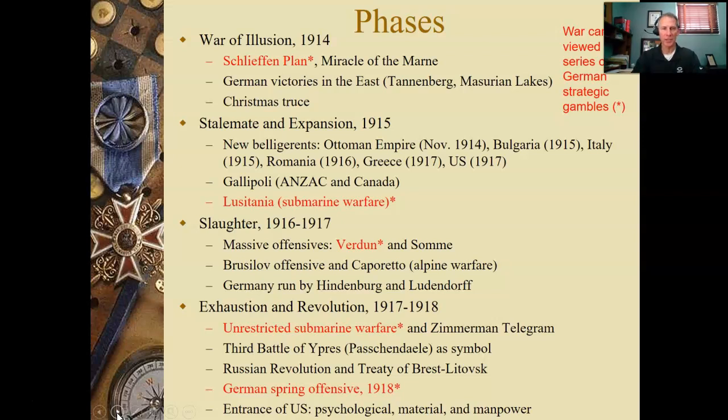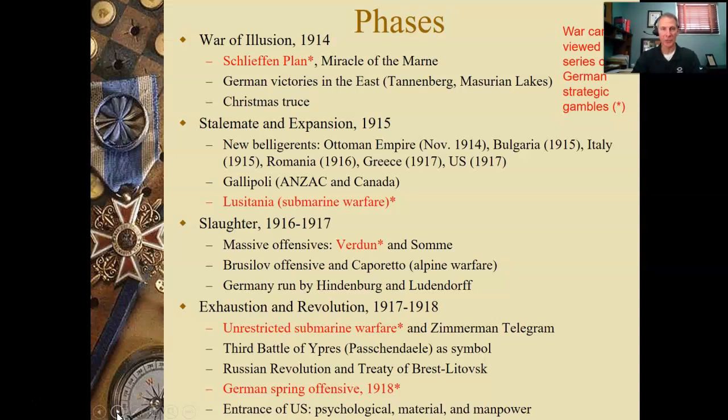So the first phase is called the War of Illusion, because each combatant was trying to implement their very idealistic military plans. So the German plan is the one that really is the focal point here, the Schlieffen plan, because it requires them to attack France even though they've declared war on Russia first. The French are able to stop that advance at the so-called Miracle of the Marne.